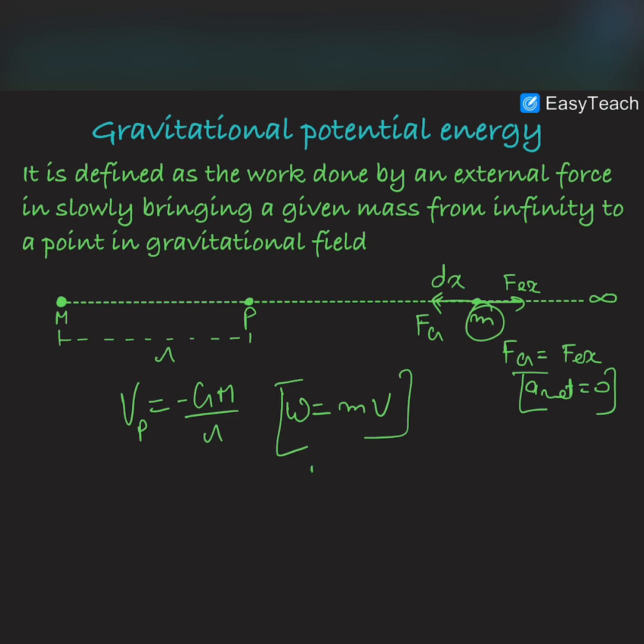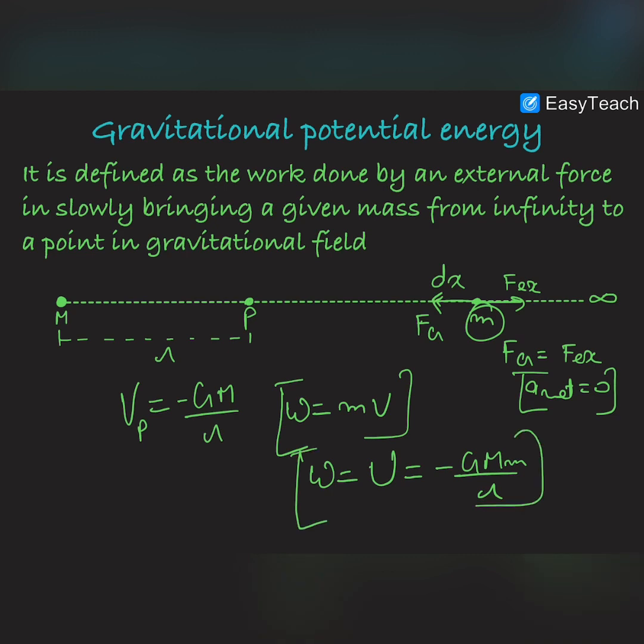So this work done will be called the potential energy of the system. Now what system are we referring to? You can imagine that this mass m, when it arrives at point P, creates a system with capital M, a system of two masses which are at a distance of r from each other. So this potential energy would be minus GMm by r. This is the potential energy of the system.